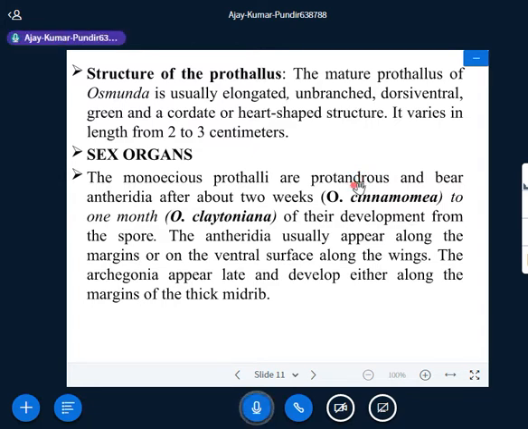In the case of Osmunda, what happened? The development of Antheridium takes place before the Archegonium. The development of Antheridium takes place first, and after development of Antheridium, Archegonium is developed. It is known as proandrous.